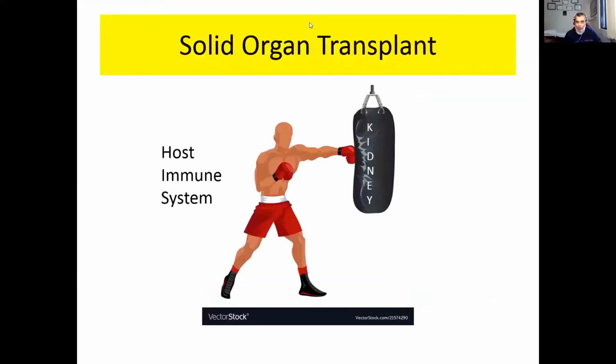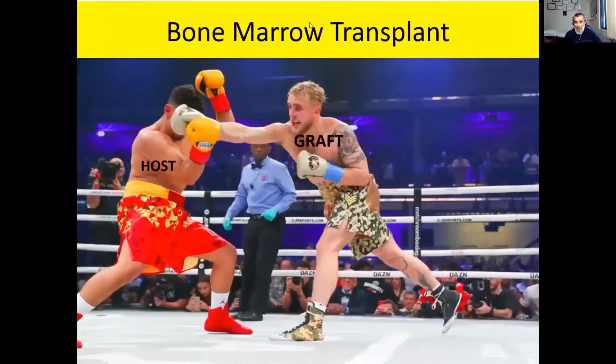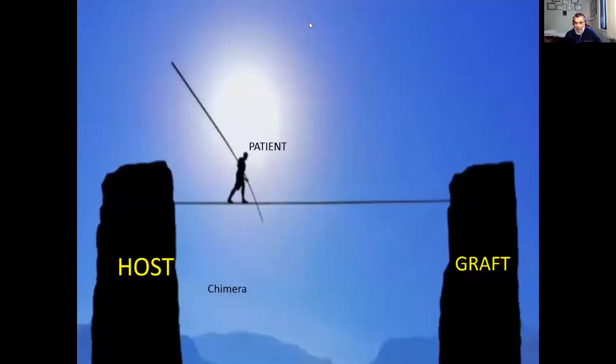So we all know how solid organ transplants are like. When you transplant a kidney or a liver in a patient, the graft does not fight back. It is at the mercy of the host because immunologically speaking, they are inert. In contrast to bone marrow or stem cell transplant, where your graft is a living immunological entity and will fight back and possibly kill the host if not controlled.